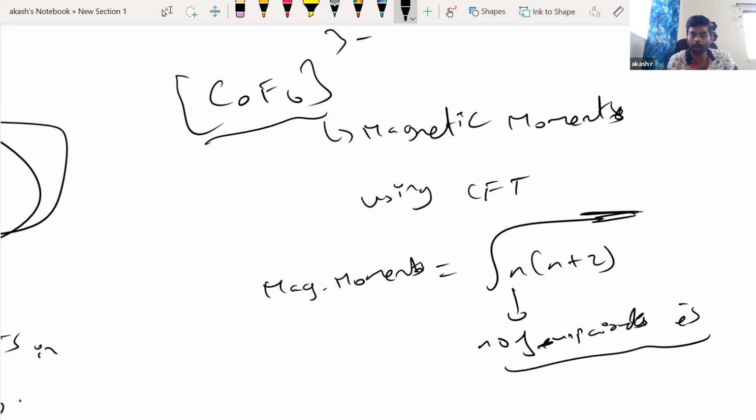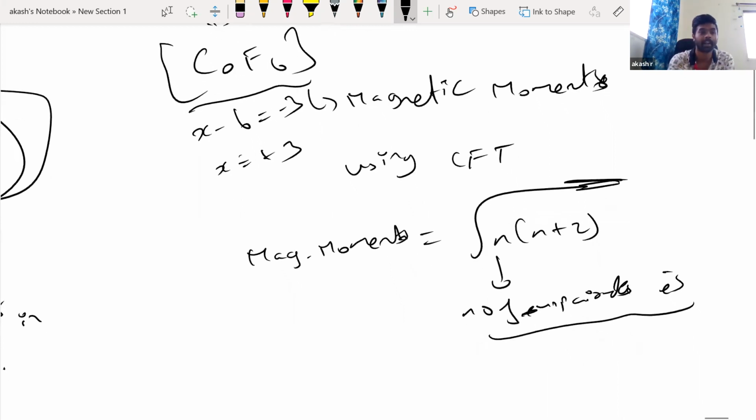Now, for this particular molecule, can you calculate the magnetic moment? Go for it. All that you have to do is find the CFT configuration in terms of t2g and eg, and then decide. Maybe this problem I'll help you. See, cobalt: x minus 6 equal to minus 3, so x is going to be plus 3. Cobalt is going to be in plus 3 oxidation state. No issues.